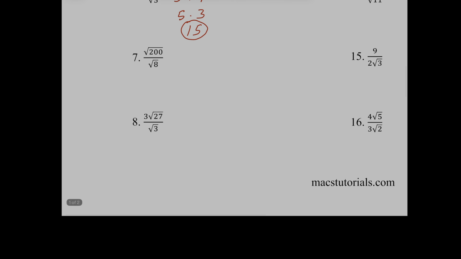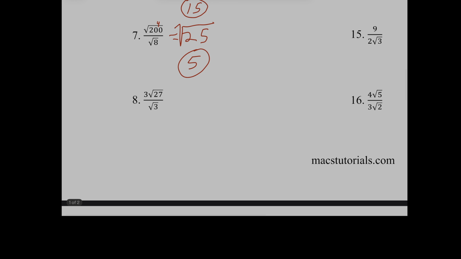All right, let's do this next one. Now I can break down 200. I can break down 8, but I can also just divide it. How many times will 8 go into 20? Twice, with 4 left over. How many times will 8 go in the 40? 5 times. They're both in. My answer has to be in. What's the square root of 25? 5. Okay, and the last one here on this row.